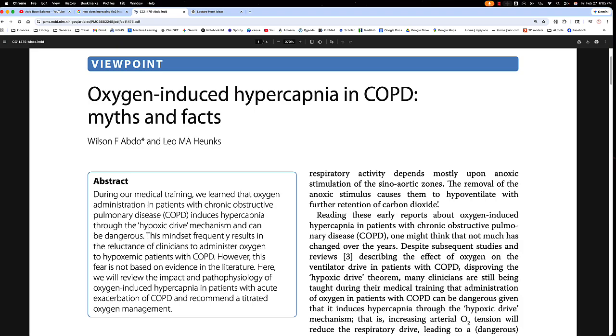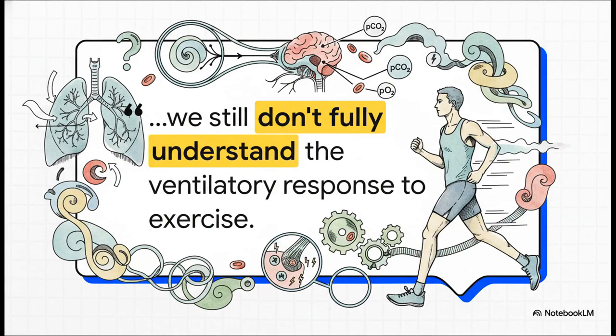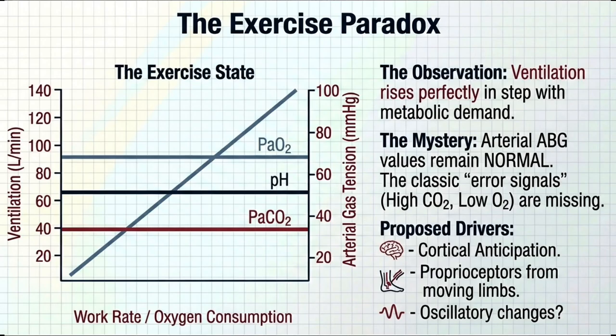So let's continue. But, for all that we do know, it's humbling to realize there are still some major puzzles. Dr. West himself said he was embarrassed that we still don't have a complete picture of the ventilatory response to exercise. Think about it. During moderate exercise, your ventilation goes way up, but your arterial PCO2 and PO2 stay perfectly normal. So what's the signal? That remains one of the great unsolved questions in physiology.